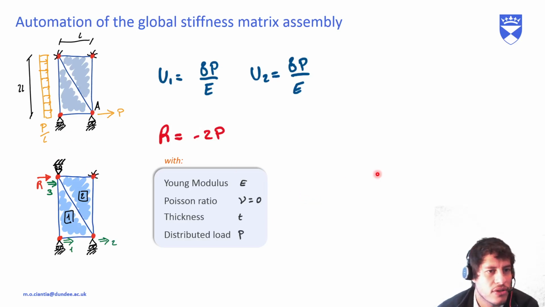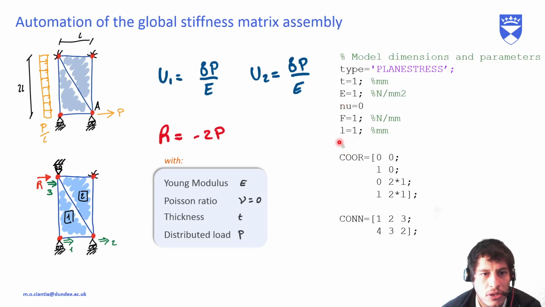So going back to our previous example, I just wanted to show you how this is done in MATLAB using the script of the other slide I've just gone over. And this is our problem. Remember, the solution was 8p over e, and the reaction was minus 2p. Now, if we use values of one in the end, our displacement is 8p, so it's going to be 8. U1 is 8 millimeters, U2 is 8 millimeters, and the reaction is minus 2 newtons, okay? These are the coordinates and connectivity matrices, or arrays, of this particular problem.